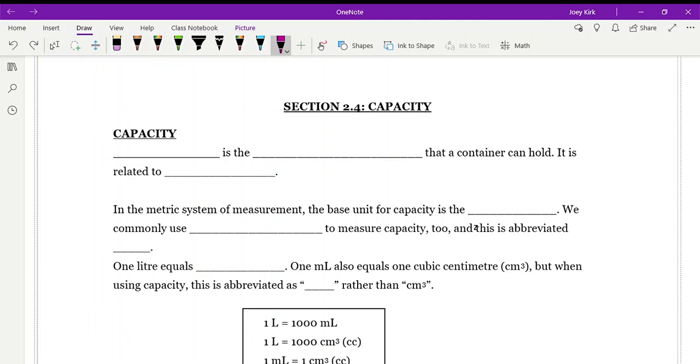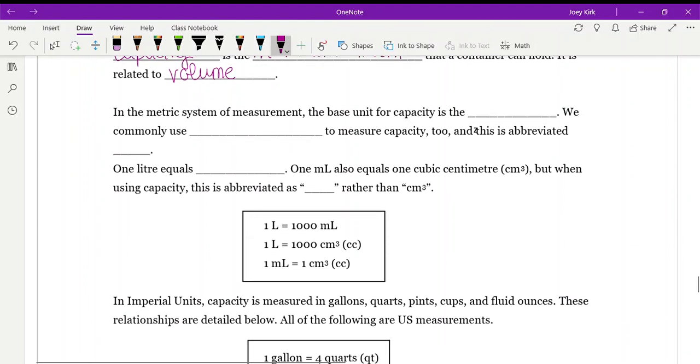Anyway, okay, so section 2.4 is capacity. We're following through together. Capacity is the maximum amount that a container can hold. You'll usually hear of it as volume, and we've already talked about it as volume. Volume is a more common way, but it's also called capacity.